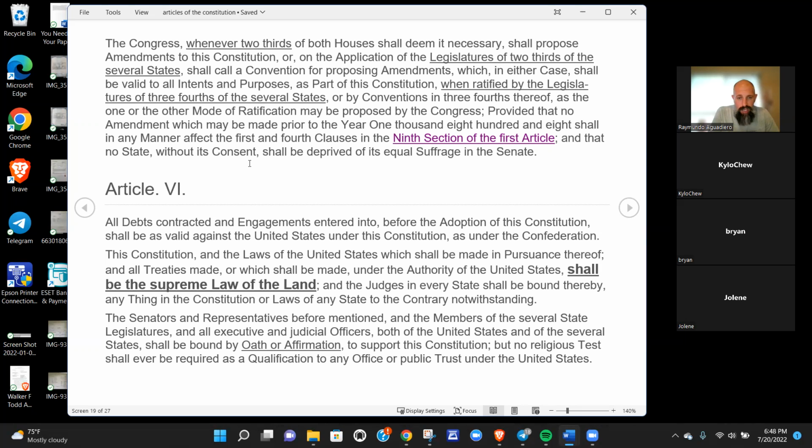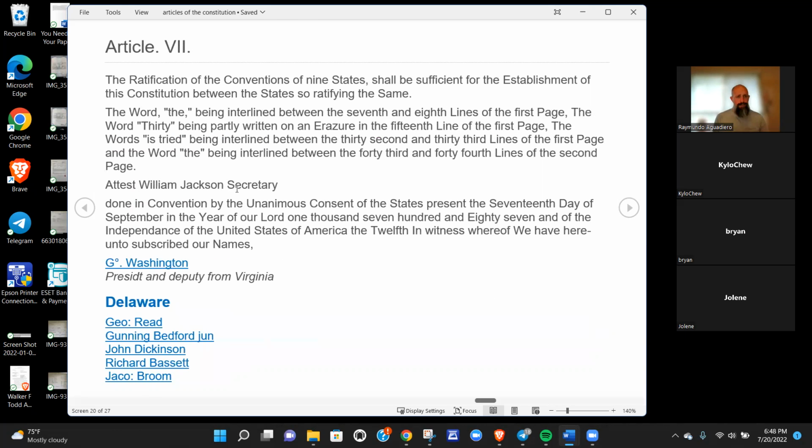All right, so an oath of affirmation to support this Constitution, but no religious test shall ever be required as a qualification for any office of public trust under the United States. Separation of church and state. Article 7. The ratification of the Convention of 9 states shall be sufficient for the establishment of this Constitution between the states so ratifying the same.